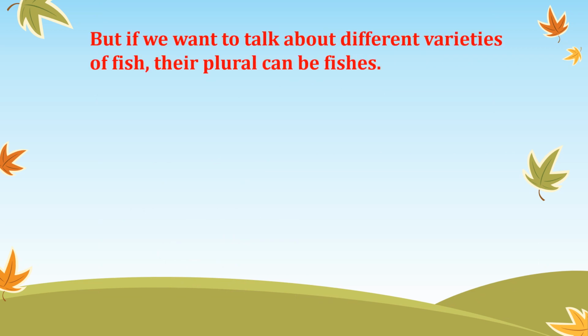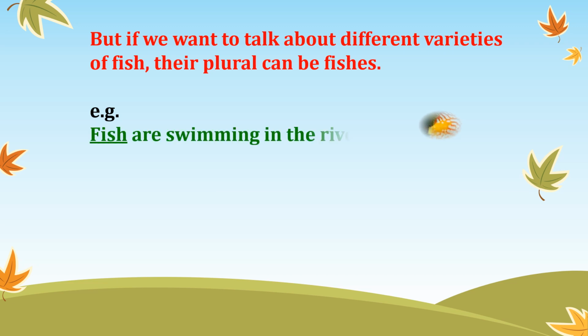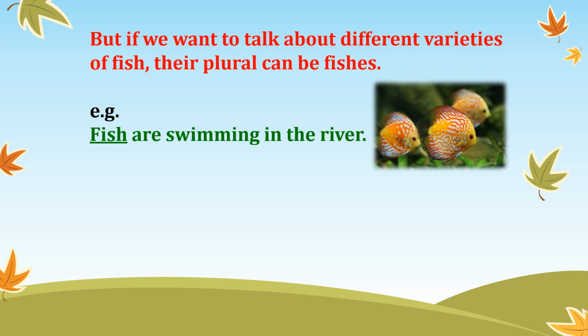But if we want to talk about different varieties of fish, their plural can be fishes. That means if we are talking about various kinds of fishes, then their plural can be fishes. Let us take an example to explain this better to you. Fish are swimming in the river. Now have a look at this picture. They are the same kind of fish that are swimming here. So here fish, though they are more than one, still fish will remain fish only. Fish are swimming in the river.